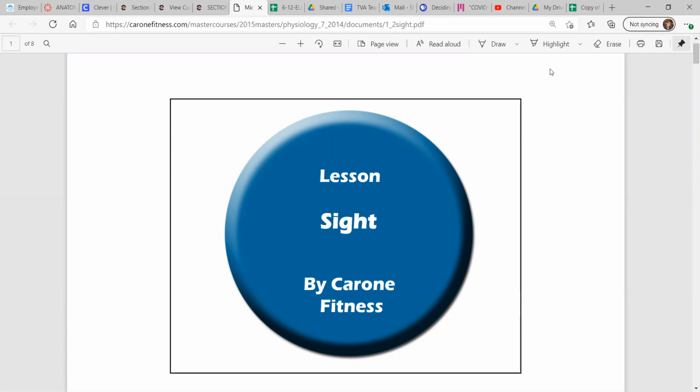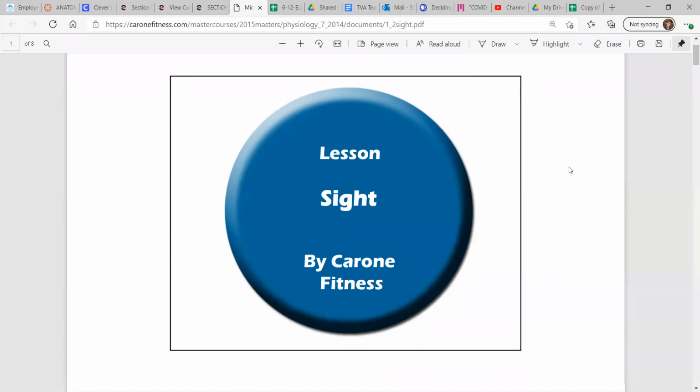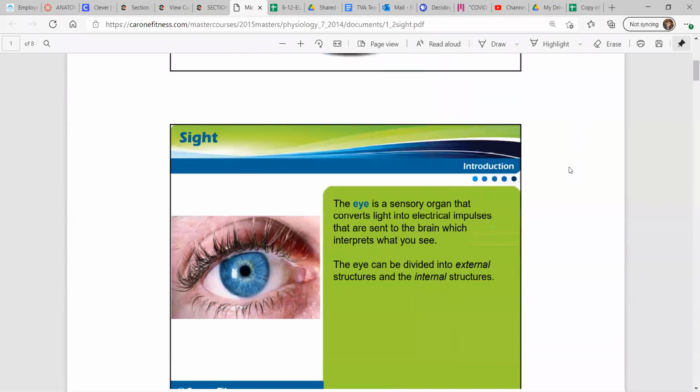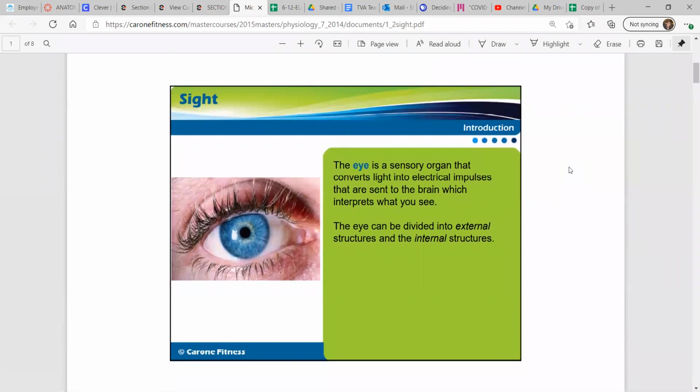Today we're going to look at sensory organs and what they do. Look at the senses they let us use. And the first one we're going to look at is sight. The eye is a sensory organ that converts light into electrical impulses that are sent to the brain, which interprets what we see. The eye can be divided into external structures and internal structures. So things that are on the outside of the eye and things that are on the inside of the eye.